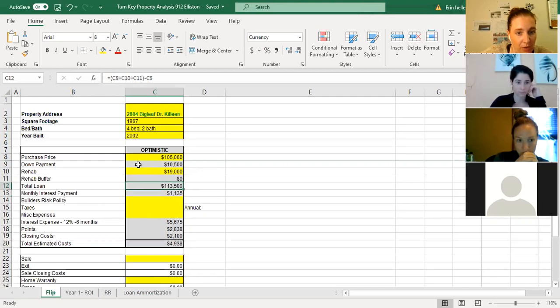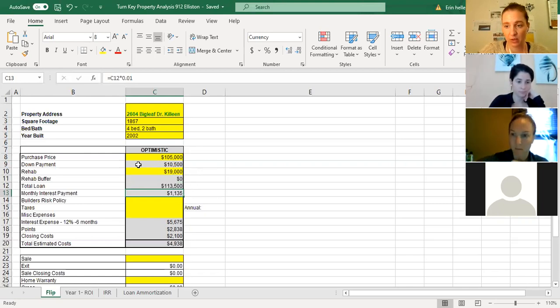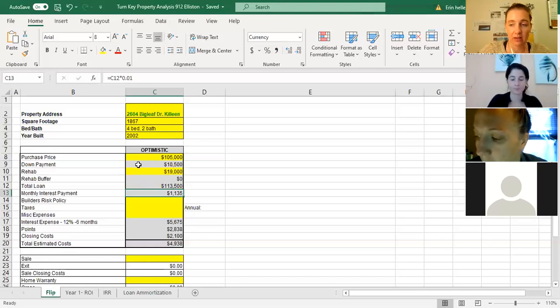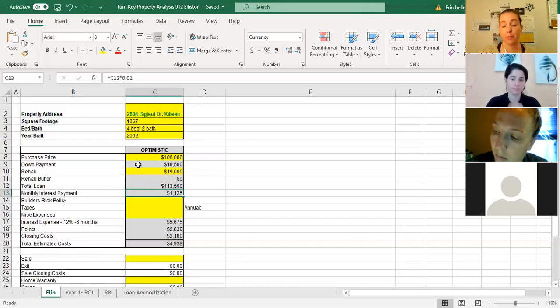So the going rate for hard money is 12% annual interest, and they're typically interest only loans. 12% annually turns out to 1% a month, so every month you're paying 1% of that loan in interest. If your loan is $113,500, you're paying $1,135 every month in interest. Typically the term is 6 months. Sometimes you can add a couple months on the tail end for a penalty.